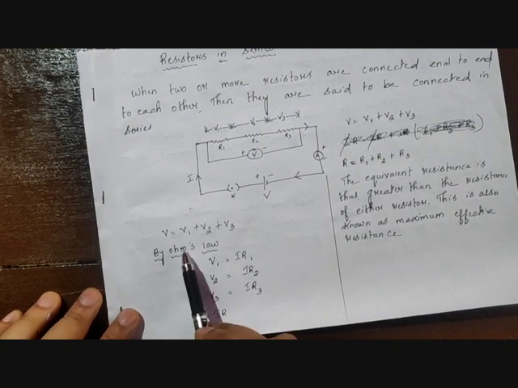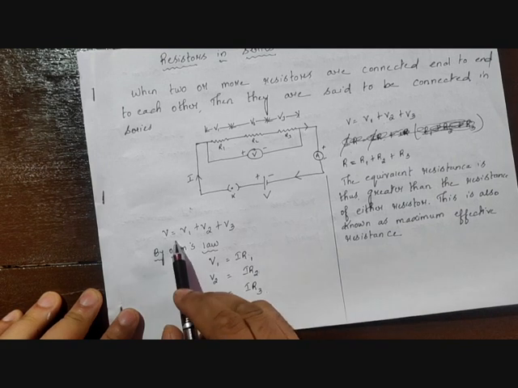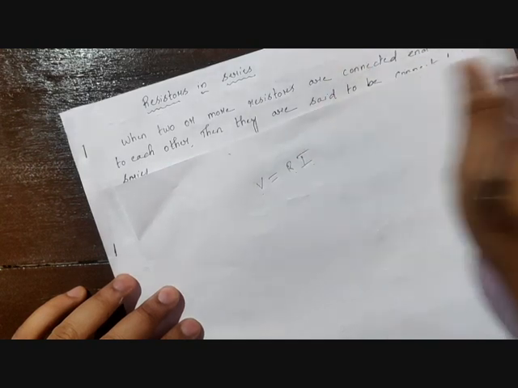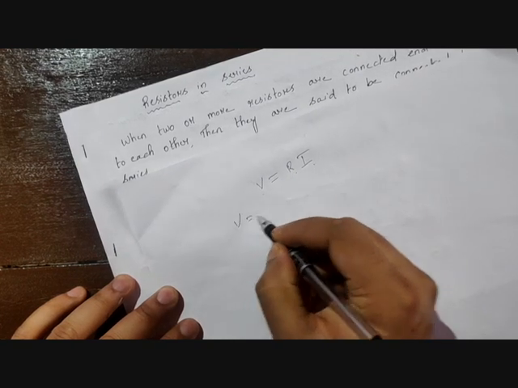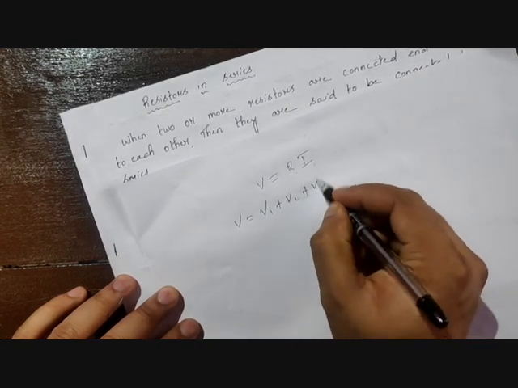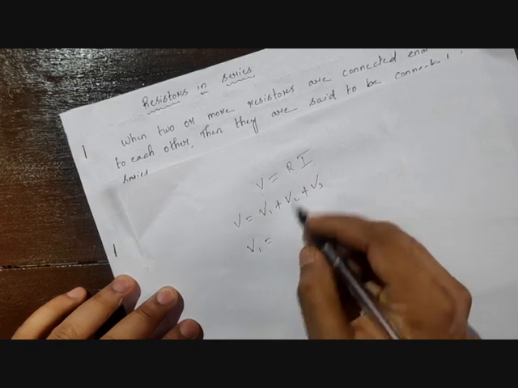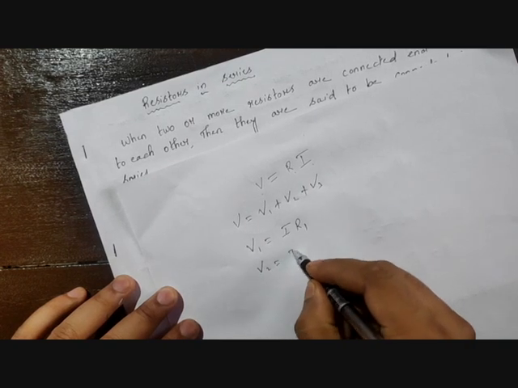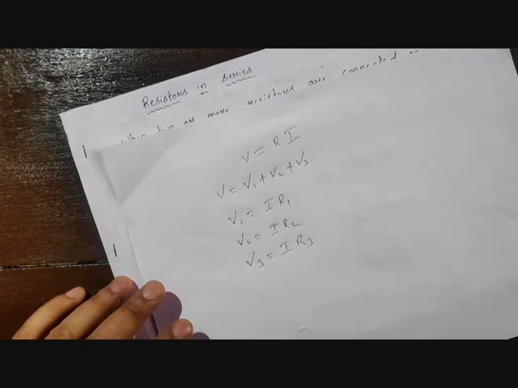Now see, V is equal to V1 plus V2 plus V3, right? Clear? Why did we write it like this? Because the voltage value is different, so V is the sum of all the voltages V1, V2, V3. Now from Ohm's law, for V1 what do we write? I R1. For V2, I R2. For V3, I R3.